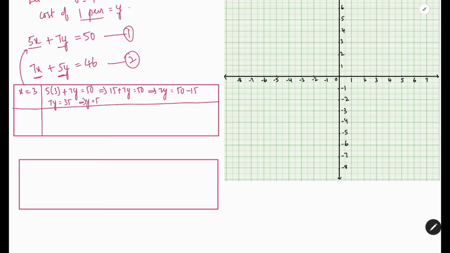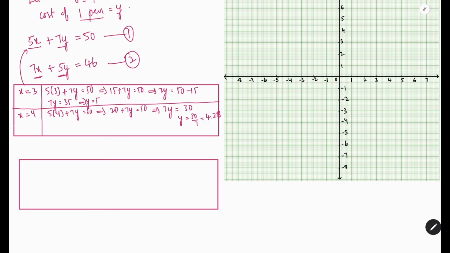Now if x equal to 4, so 5 into 4 plus 7y equal to 50. So 20 plus 7y equal to 50. So 7y equal to 50 minus 20 is 30. So y equal to 30 by 7. It is approximately 4.28.